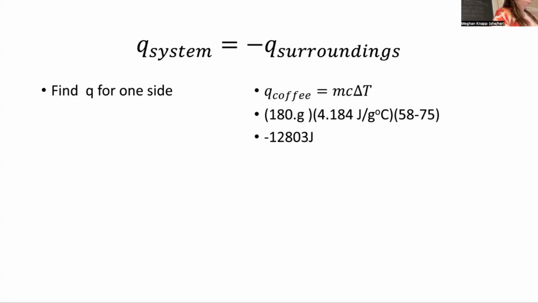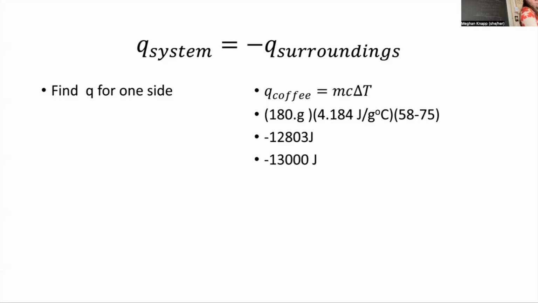Okay, how many sig figs do I get? 2. My temperature is going to come down to a temperature that only has 2 digits to it. This is why we want to make sure that we write the decimal point on the thermometer in lab, so we've got that extra decimal place. So I'm going to have to round this again to negative 13,000 joules, and that would also be negative 13 kilojoules. So we'll talk more about kilojoules when we get to chemical reactions.